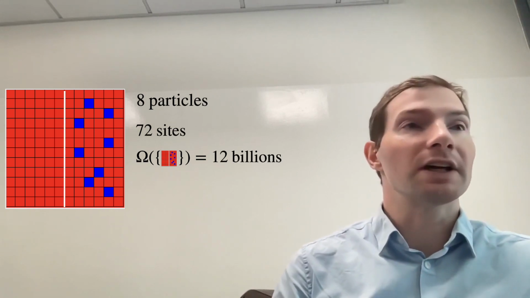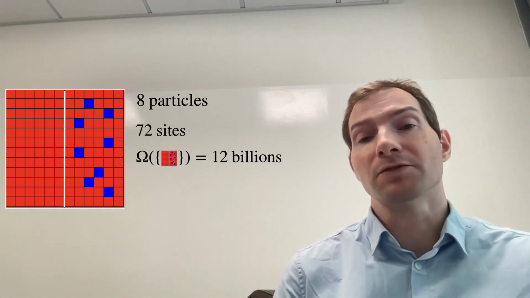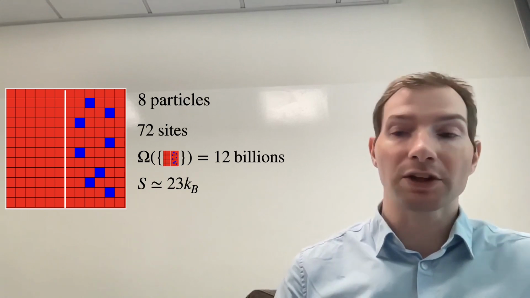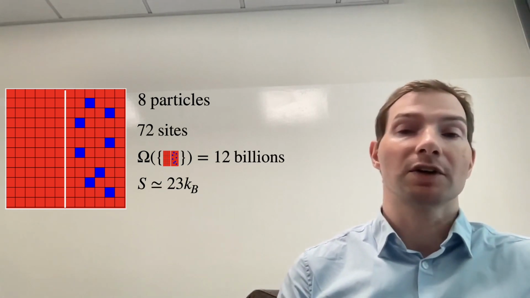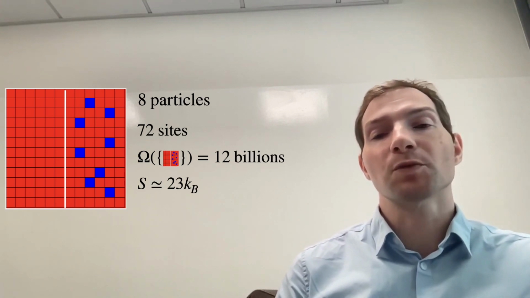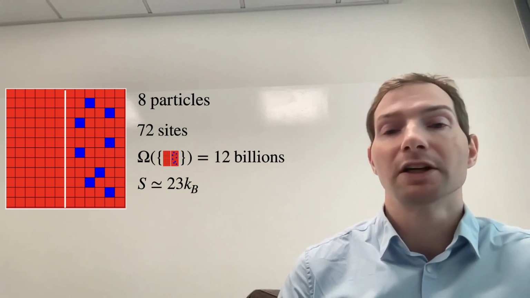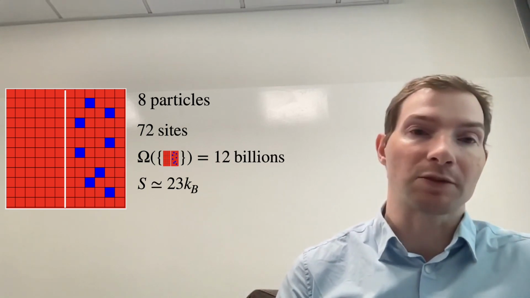Now, if you look at the corresponding entropy, and if I follow the rule of S equals Kb log of omega, you're going to get that the entropy is about 23 Kb. Okay, so that's a much more manageable term, and that's one of the reasons why people use a statistical entropy rather than omega, for example.